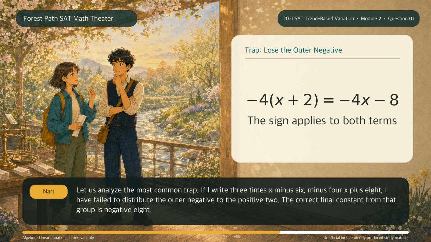Let us analyze the most common trap. If I write 3 times x minus 6 minus 4x plus 8, I have failed to distribute the outer negative to the positive 2. The correct final constant from that group is negative 8.